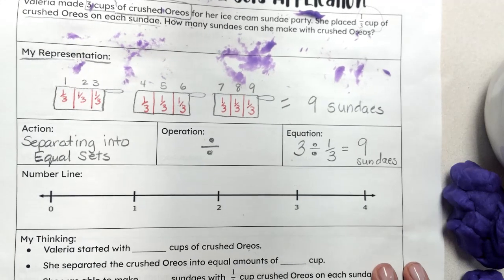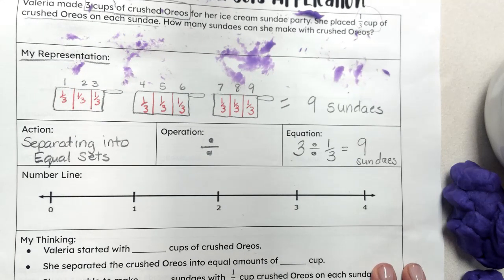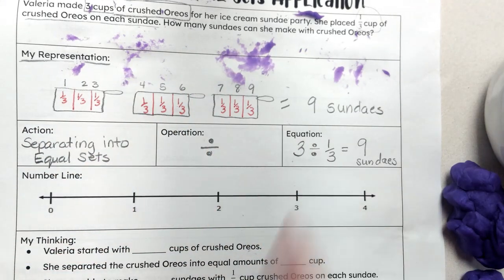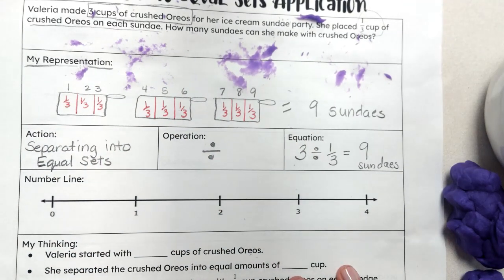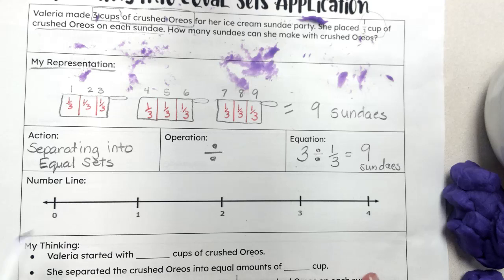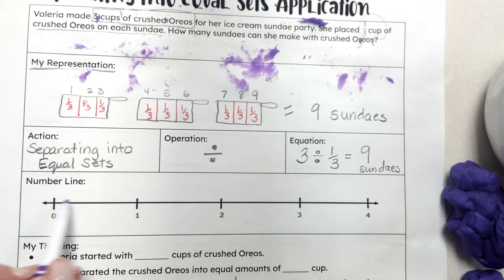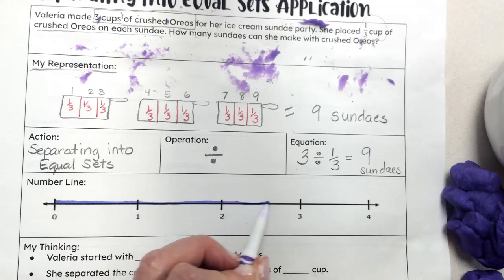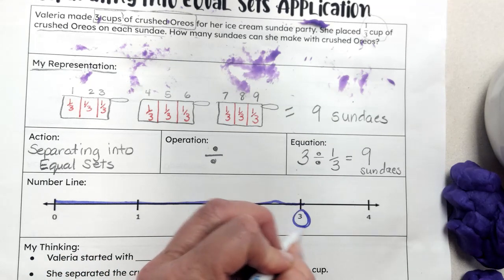So right now our picture and our actions and operations and equations should all match. So that's 1, 2, 3, 4 of the pieces. Our number line should look a lot like our picture. So how many cups did we have? We had all the way to the number 3. I'm going to circle that 3.